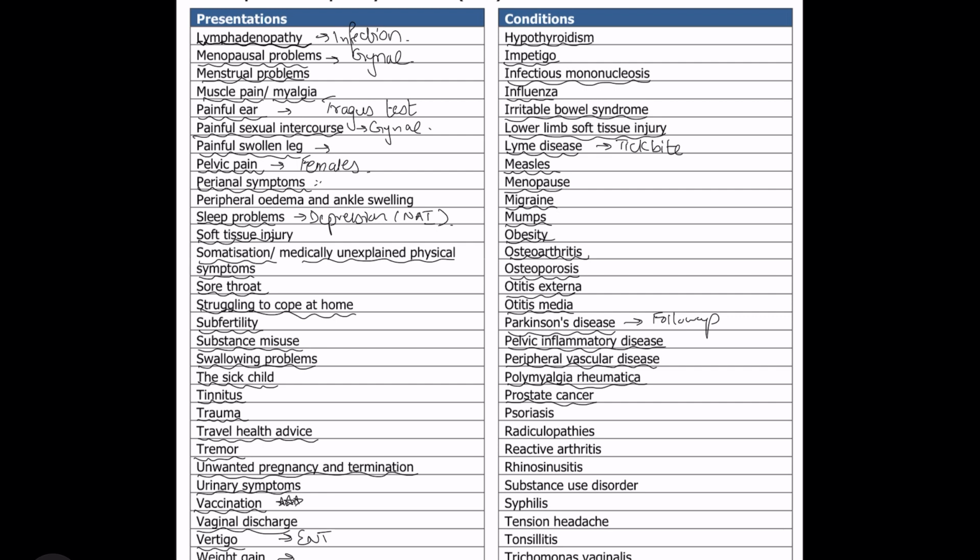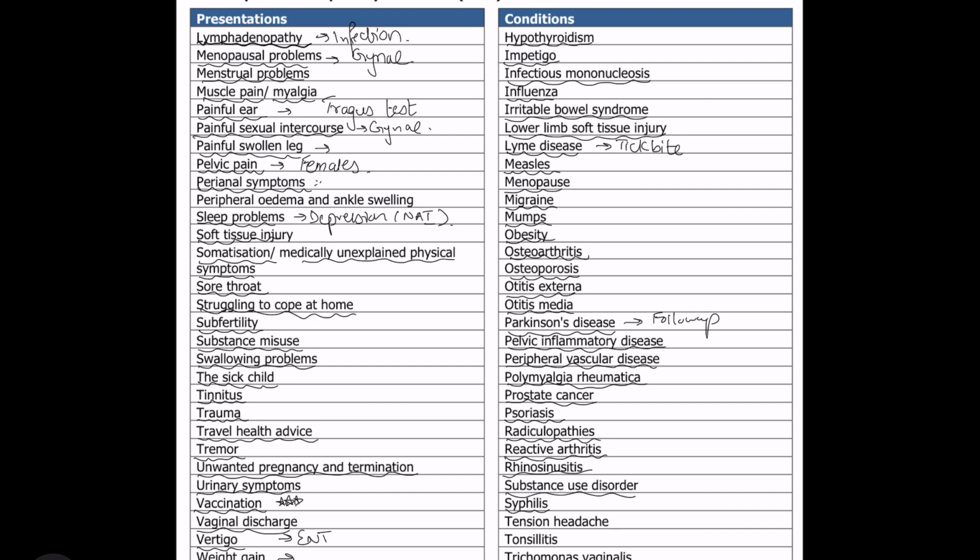The prostate cancer, the PSA will be raised enormously. The flow would be poor, and there will be problems with urination. Psoriasis, it is associated with dermatological issues. Radiculopathies, reactive arthritis. This is reactive arthritis associated with the eyes and the joints as well. The rhinosinusitis, we have talked about it.